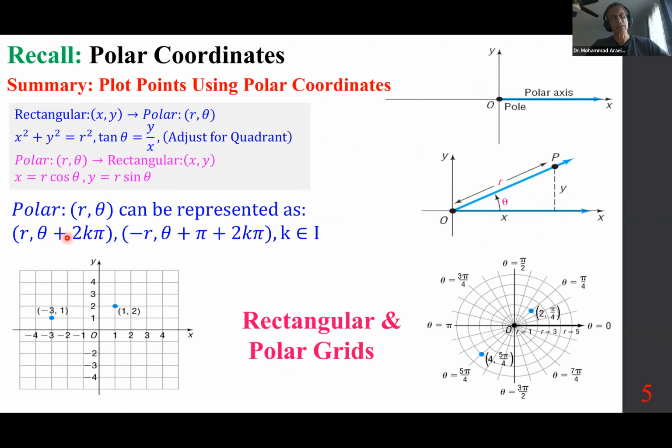Then, as far as polar coordinates are concerned, a quick reminder: here's a polar axis, similar to an x-axis. A point has coordinates x and y in a rectangular coordinate system, and r, theta in polar. Theta is the angle with the positive side of the x-axis, or the polar axis, and r is the distance from the pole.